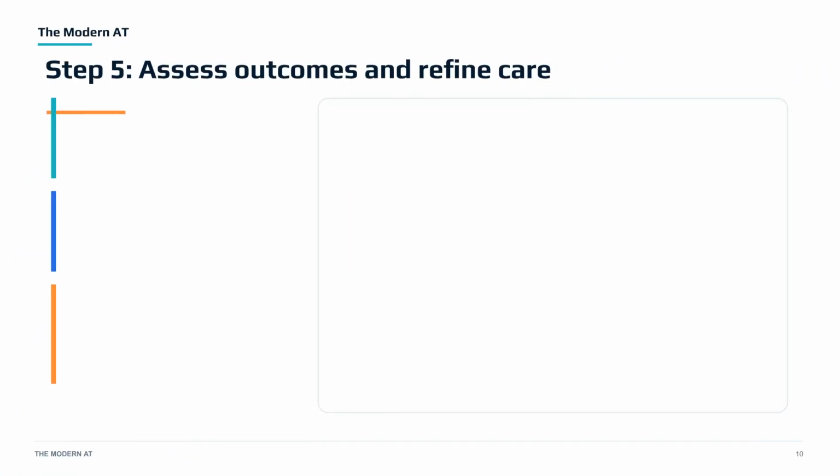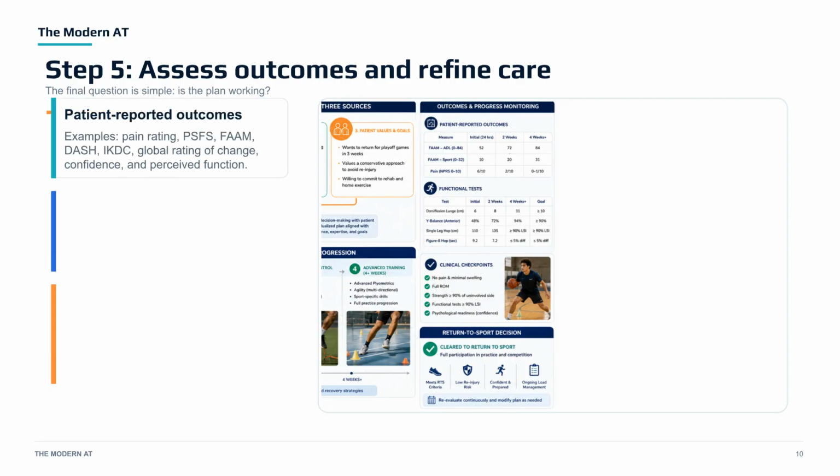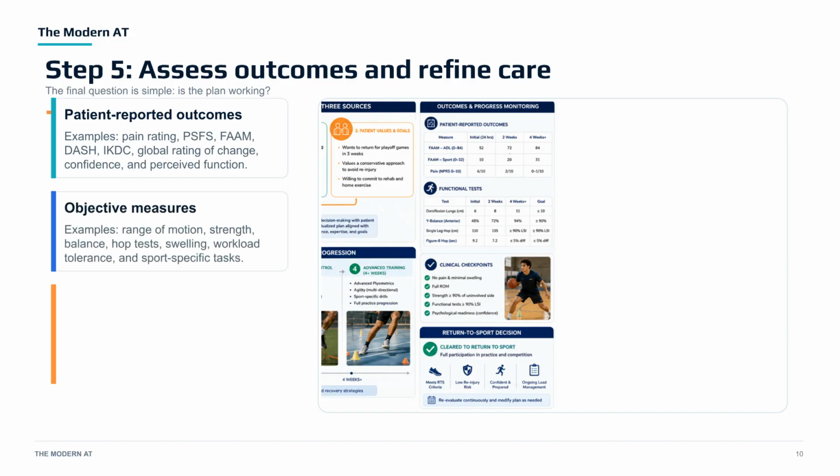The assess step is often where clinicians become better over time. It asks whether the patient is improving in ways that actually matter. In athletic training, that can include patient-reported outcomes, such as pain, function, confidence, and sport readiness. It also includes objective measures, such as range of motion, strength, balance, hop performance, swelling, workload tolerance, and sport-specific tasks.